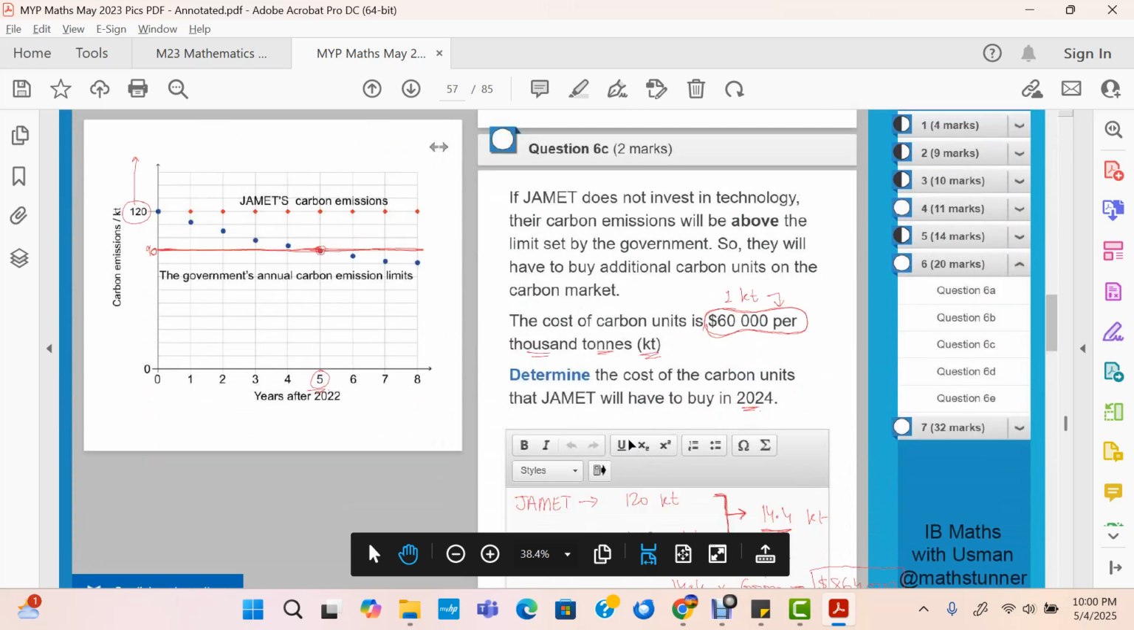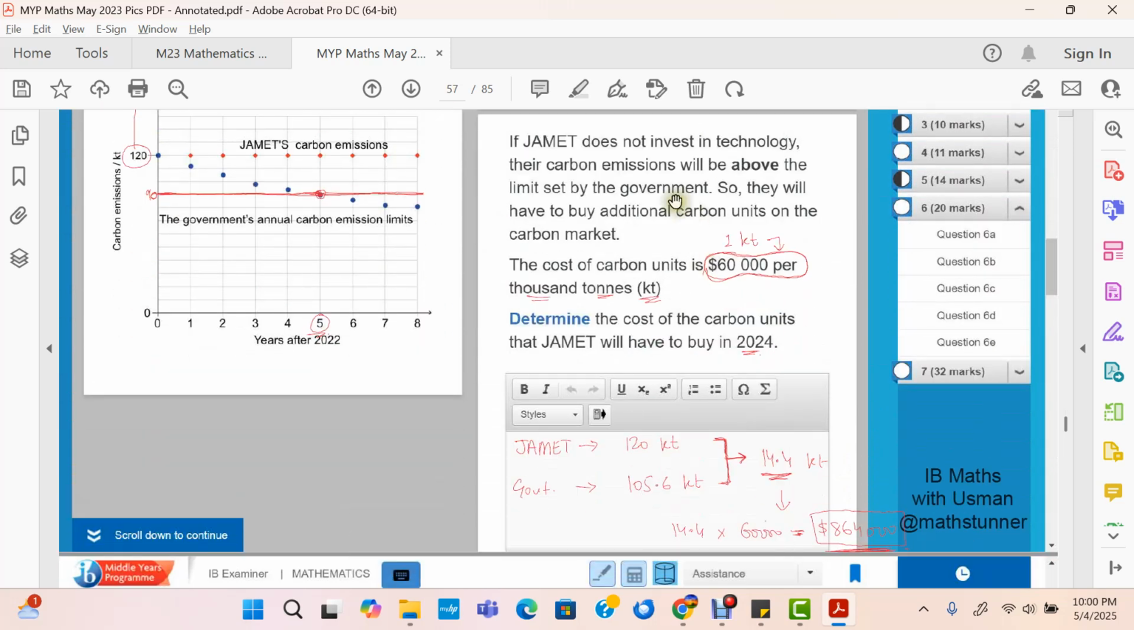So you go down. If the company does not invest in technology, obviously its pollution limits are way above the government's allowed limits, so it will have to buy additional carbon units from the carbon market. That's the process of paying the tax. Every carbon unit is going to be $60,000 per 1,000 kilotons. So can you tell me the cost of carbon units this company will have to buy? Depending on the emission that the company does, it's going to have to pay that much tax.